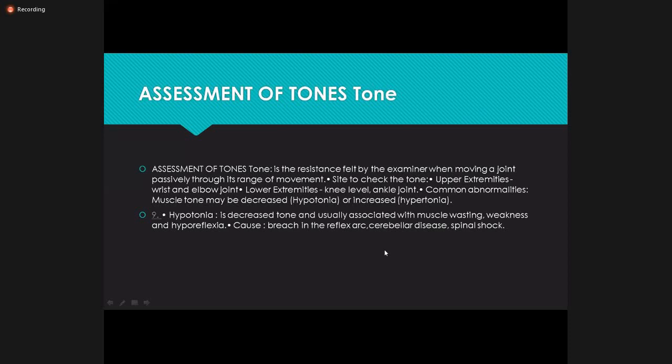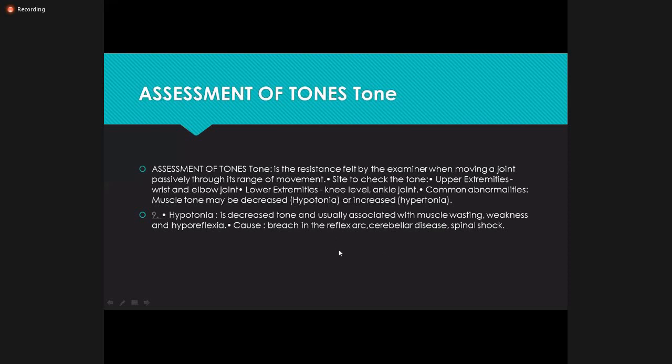And number three is some of the metabolic diseases of the muscles in which muscles get easily fatigued. McArdle and Tarui diseases are examples. So you can learn these two, three names, because there are very few disorders in neurology which can cause tender muscles. Otherwise, no neurological disorder causes tenderness of the muscles.